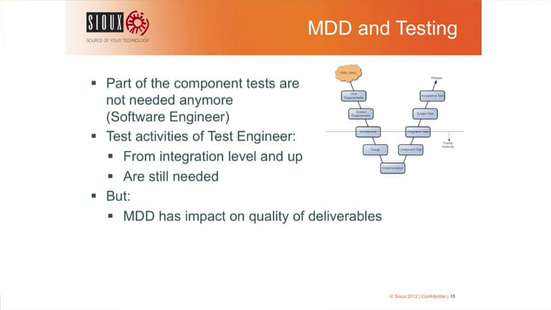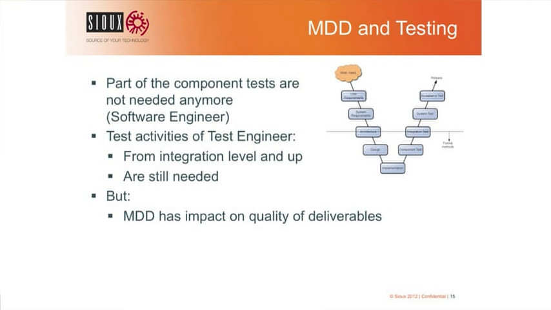So what we see is that the testing activities of the software engineer will get less. And that's not a bad thing, because most software engineers don't really like implementing component tests. And part of the component tests can now just be skipped because the code is generated. So that's an advantage. The test activities of a test engineer, on the other hand, from about the integration test level up, all the test activities of the integration test, the system test, the acceptance test, are still needed. Because we have the integration with other disciplines. We have the integration with software that is handwritten and still needs to be tested.